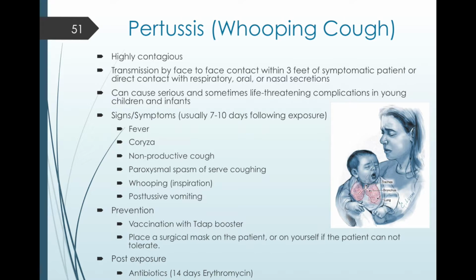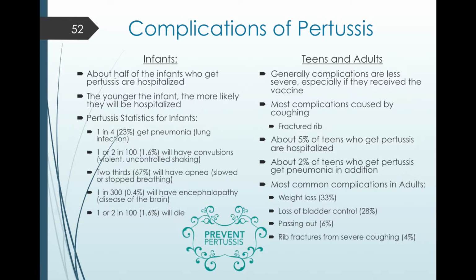Pertussis is generally treated with antibiotics, such as a 2-week-long erythromycin treatment. There are complications of pertussis, and they can be severe. In infants, about half of the infants who contract pertussis end up being hospitalized. The younger the infant is, the more likely they will have a hospitalization. About 23% of infants who acquire pertussis also get pneumonia. 1 or 2 in every 100 can have convulsions. 2/3 of them can have apnea, and 1 in 300 can have swelling of their brain. And it is possible for death in 1 or 2 out of every 100.